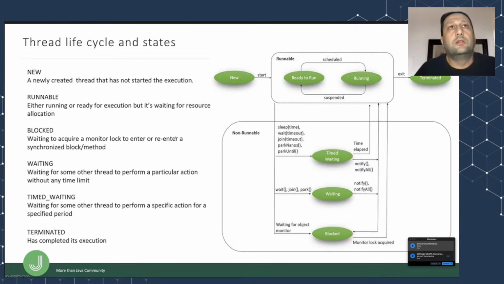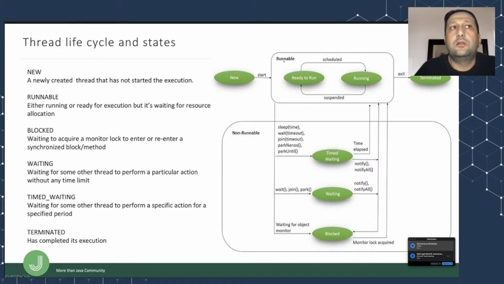Well, after creating threads, we also need to know about thread lifecycle and thread states. There are a couple of thread states: new, runnable, blocked, waiting, timed waiting, and terminated. If you look at the diagram, you can see the new state. New state occurs when we create a class which implements Runnable or extends the Thread class. Before calling the start method, its state is new. After calling the start method, its state changes to runnable.